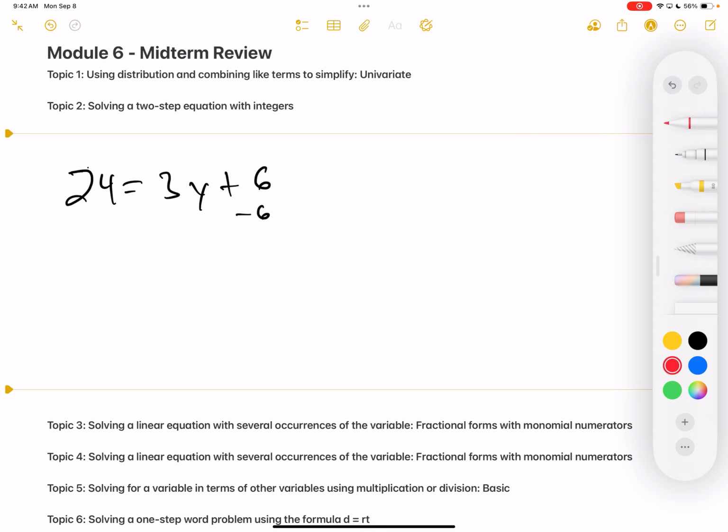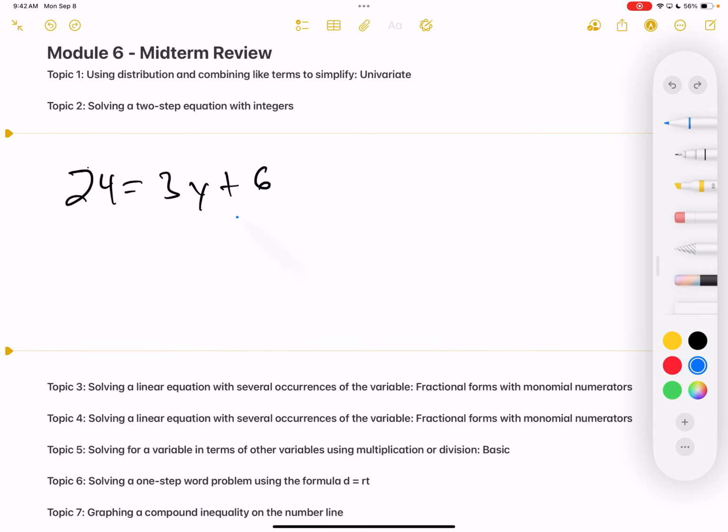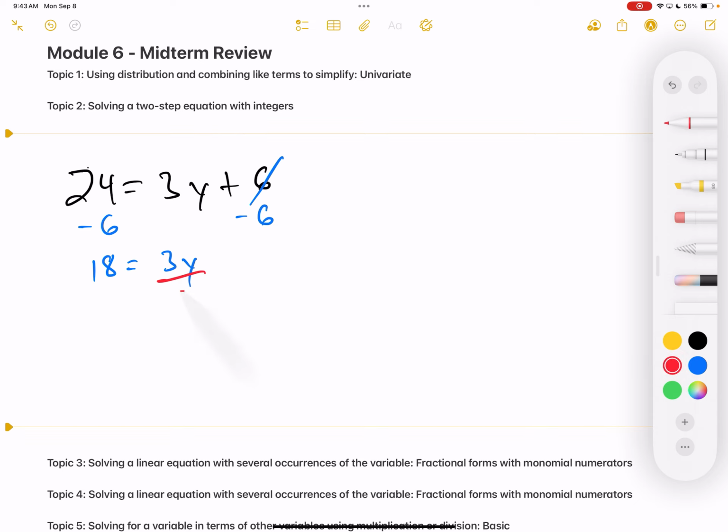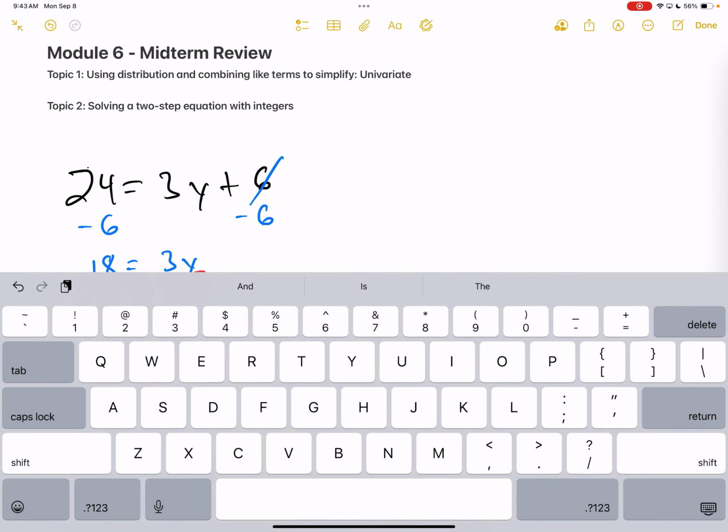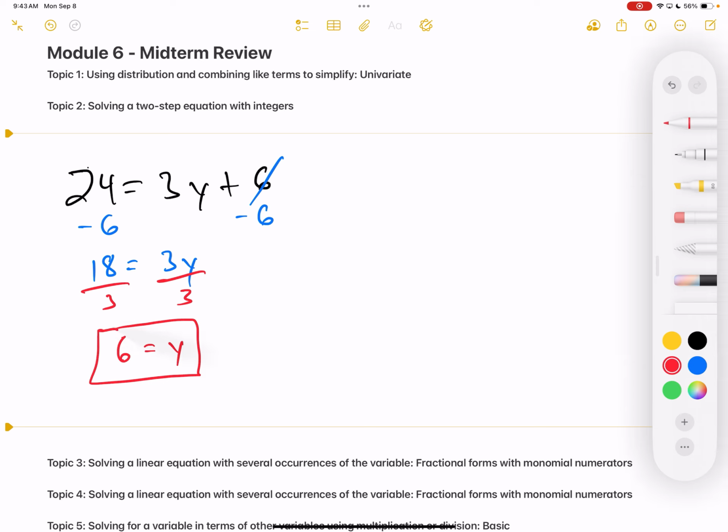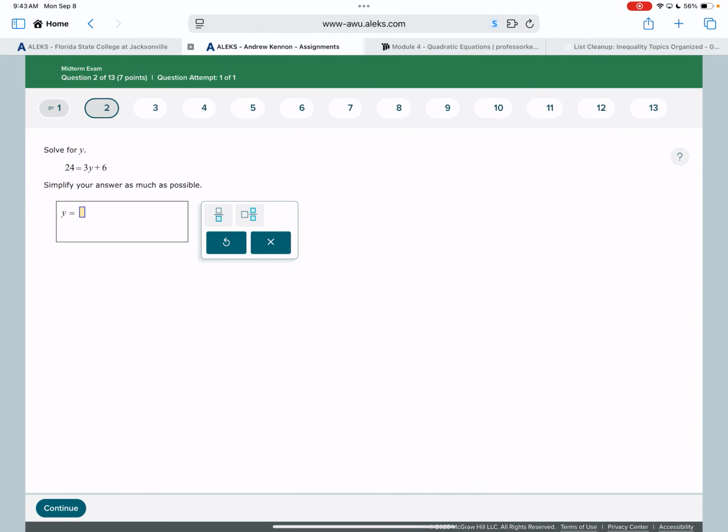So I'm going to subtract 6 from both sides. Sorry, it wasn't changing colors for me. Subtract 6 from both sides, so I get 18 equals 3y. And then to get y completely by itself, I divide by 3. And I get 6 equals y. All right, so this is the test that I'm working.